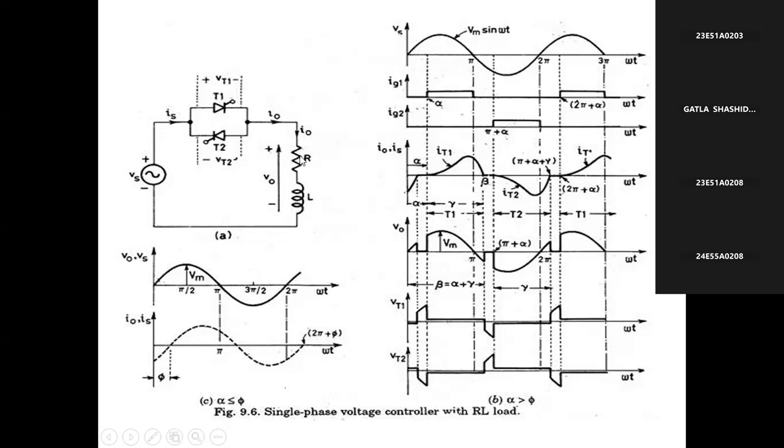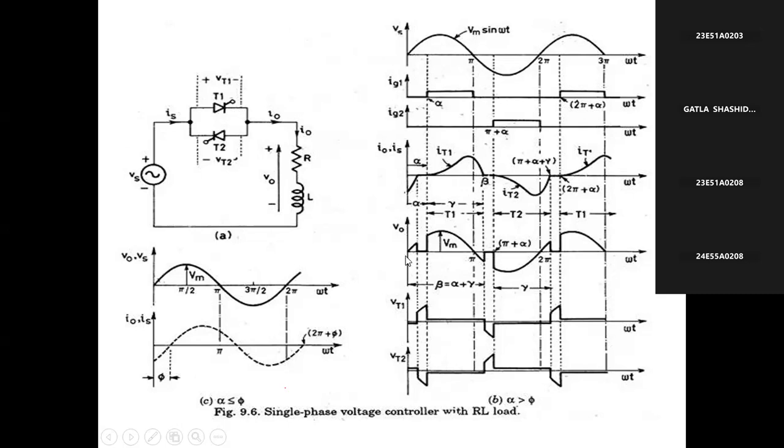V0 is equal to I0 into Z. And there is disconnection in the load because T1, T2 both are open from beta to pi plus alpha. From beta to pi plus alpha, both are open. That's why you are not getting the output voltage.